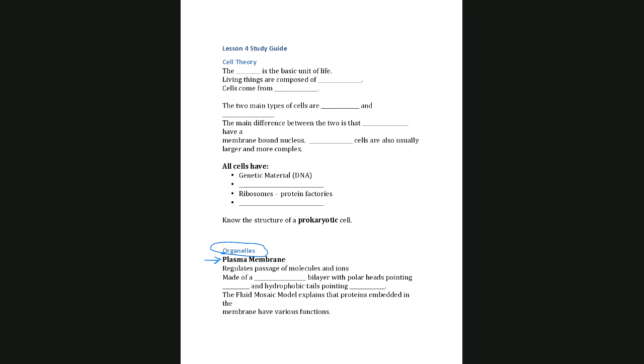The plasma membrane is found in all cells. So technically, it goes up here, right? So it's under my category of organelles, but just make a note that it's not really an organelle. It's really just a part of a cell.